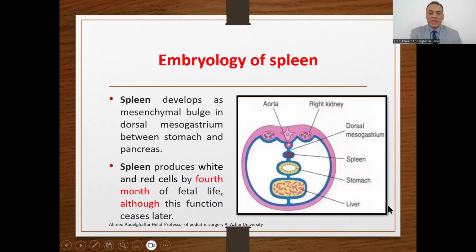The embryology of the spleen is very simple. It develops as a mesenchymal pouch in the dorsal mesogastrium between the developing stomach and the pancreas. The spleen during fetal life is responsible for production of white and red cells. However, these functions stop later.